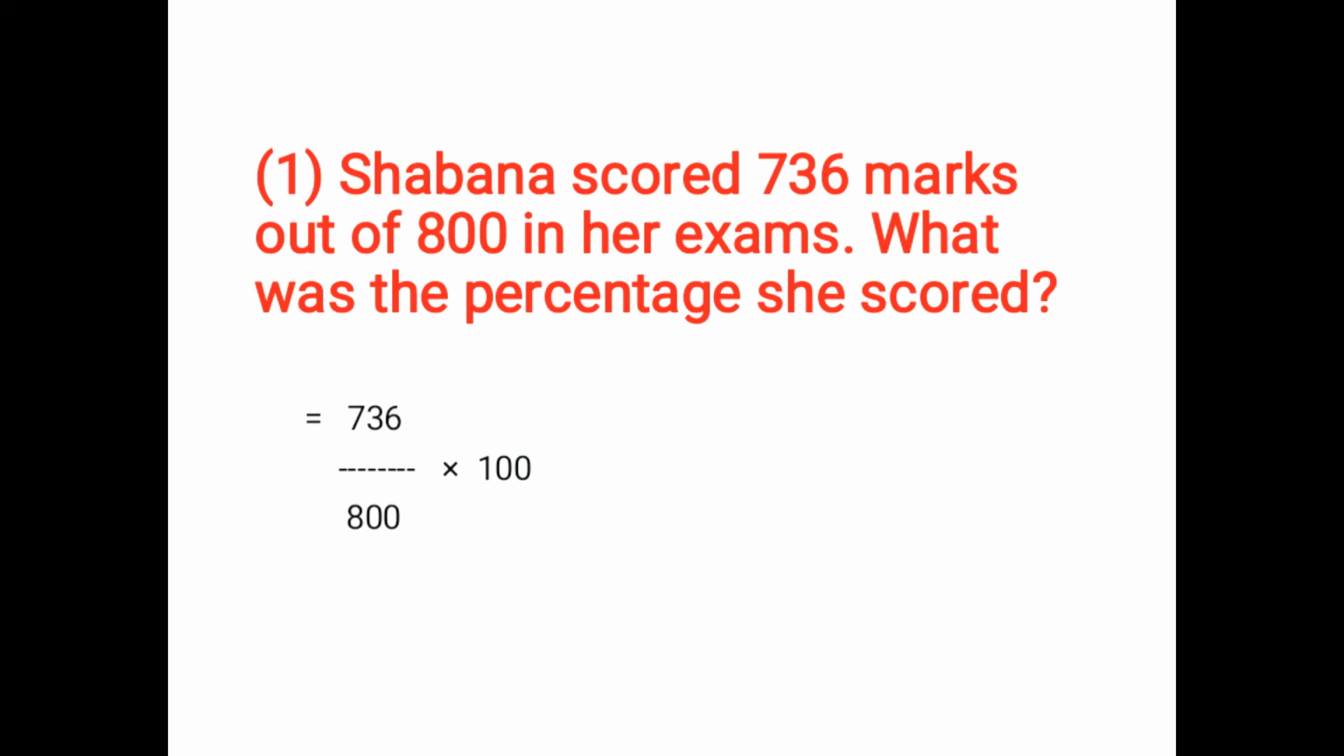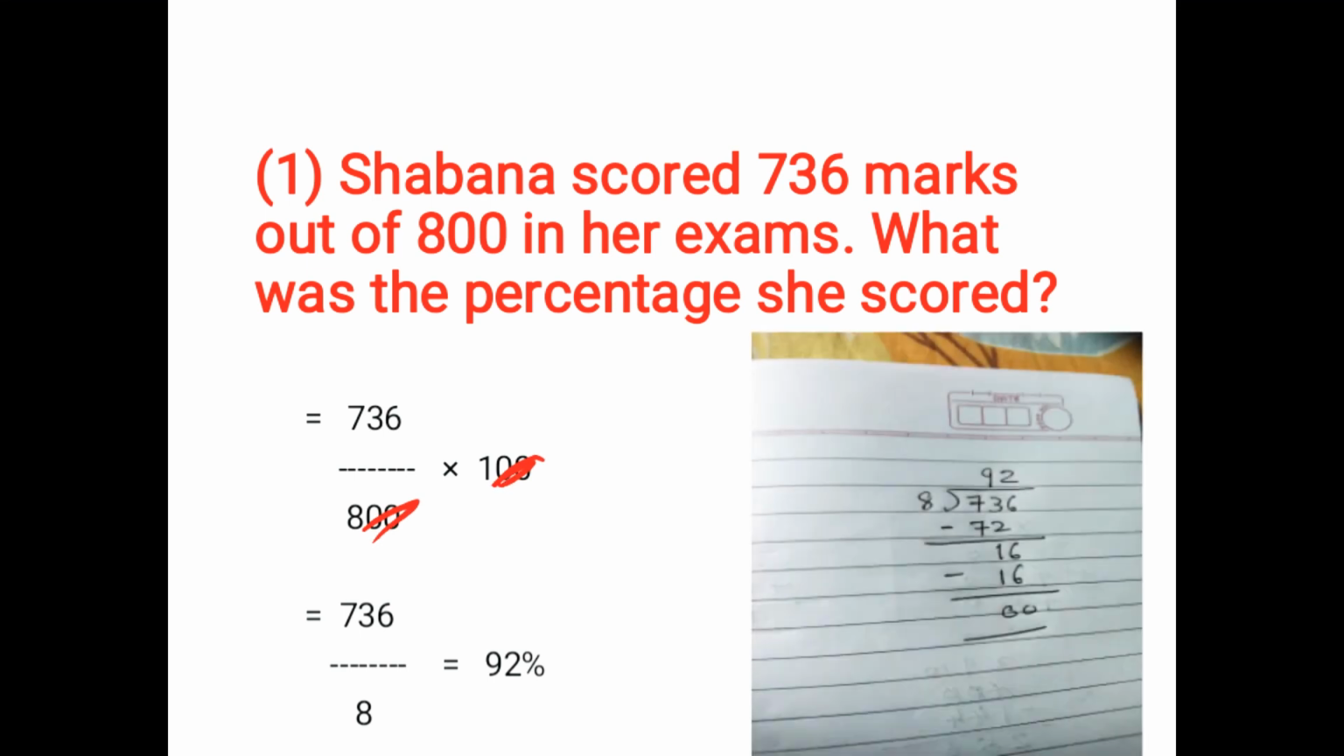This 0 gets cancelled. Okay, this 0 and this 0 get cancelled, and then it becomes 736 upon 8. Then you divide 736 by 8, and the answer is 92%. Look at the right side picture, where I have divided 736 by 8.